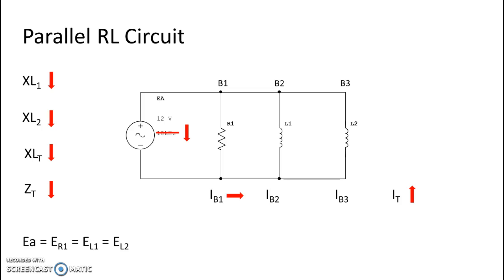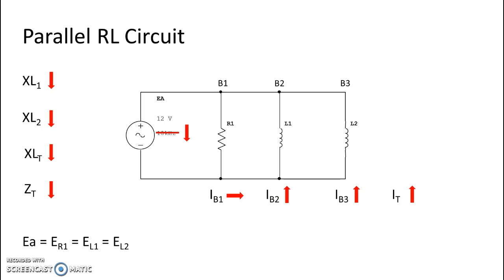Now, the current through branch 2 and branch 3, however, is going to do the opposite of those ohmic values in branch 2 and branch 3. And we know that our inductors' ohmic values are going down. So if those ohmic values in branch 2 and branch 3 are going down, the currents in branch 2 and branch 3 are going up. And that is how you work it with just the logic behind how it works.